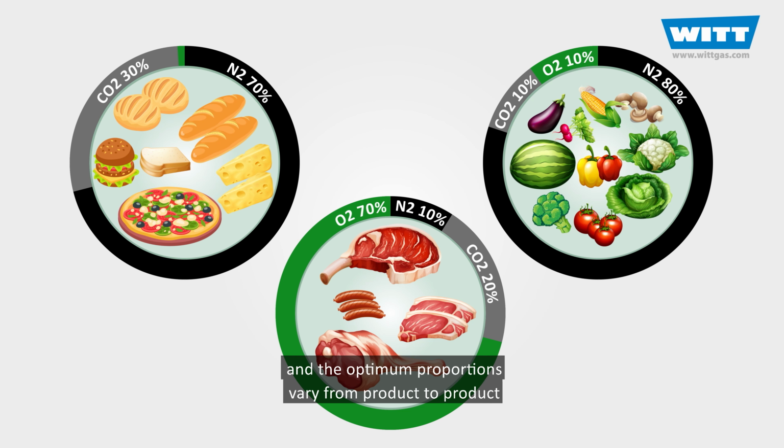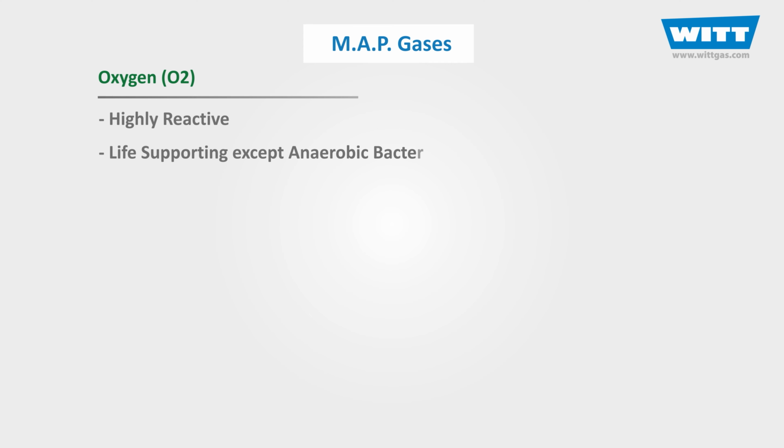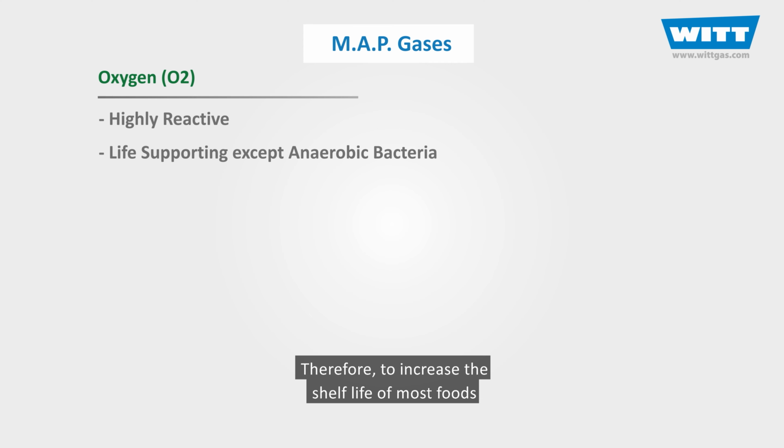So what are these gases we use for MAP? All of these come from the air. The first one is oxygen. Oxygen, or O2, as we all know, is highly reactive, and most of the common spoilage bacteria, fungi, and chemical and biological reactions require oxygen to live and grow. Therefore, to increase the shelf life of most foods, the pack atmosphere should contain a low concentration of oxygen.